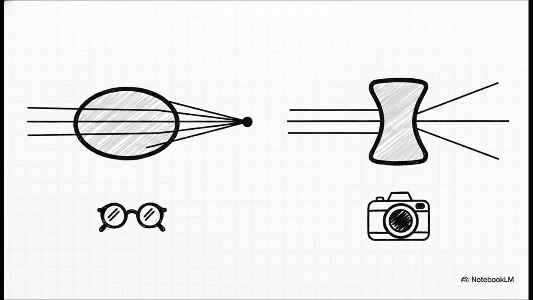We actually harness this bending power every single day using lenses. A convex lens is thicker in the middle and converges light rays to a single point, creating real or virtual images depending on the distance. A concave lens is thinner in the middle, diverging the light, and it always creates a virtual image. And just like with our mirrors, we have a precise lens formula linking the focal length with object and image distances. This exact math is literally how your camera focuses and how your eyeglasses instantly correct your vision.